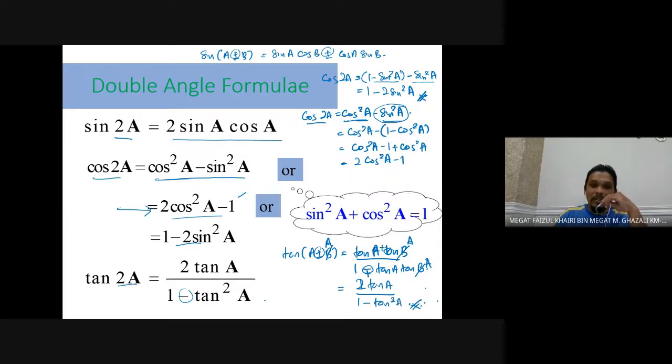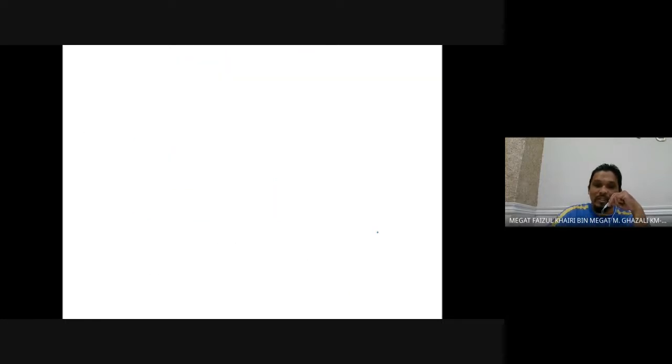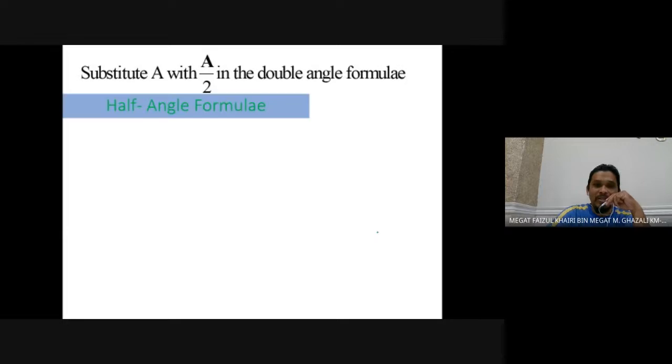Okay. So in class I just explain these things, but at last all you need to do is just to use all the formulas or the identities to solve the question. So substitute A with A over 2 for the half angle formula. So for the half angle formula, that's it.